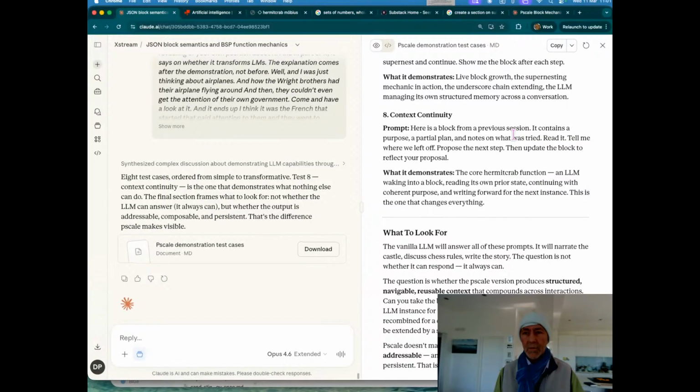The vanilla will answer all these prompts. It will narrate the castle, discuss chess rules, write the story. The question is not whether it can respond. It always can. The question is whether the Pscale version produces a structured, navigable, reusable context that compounds across interactions.